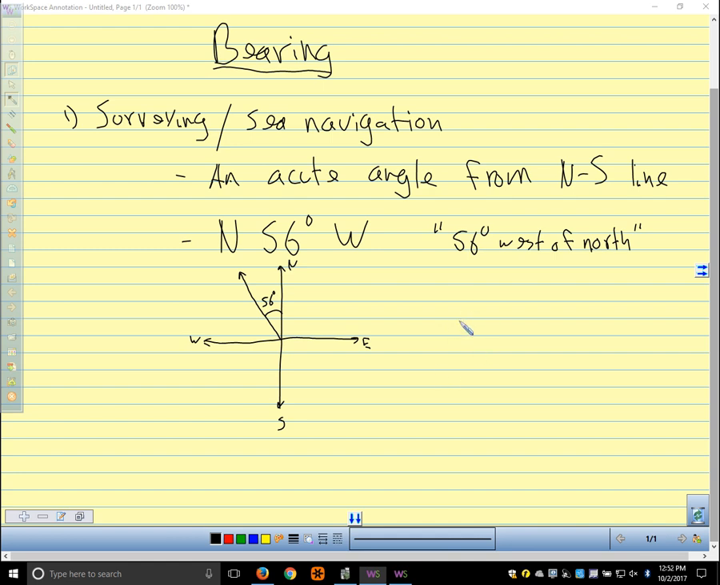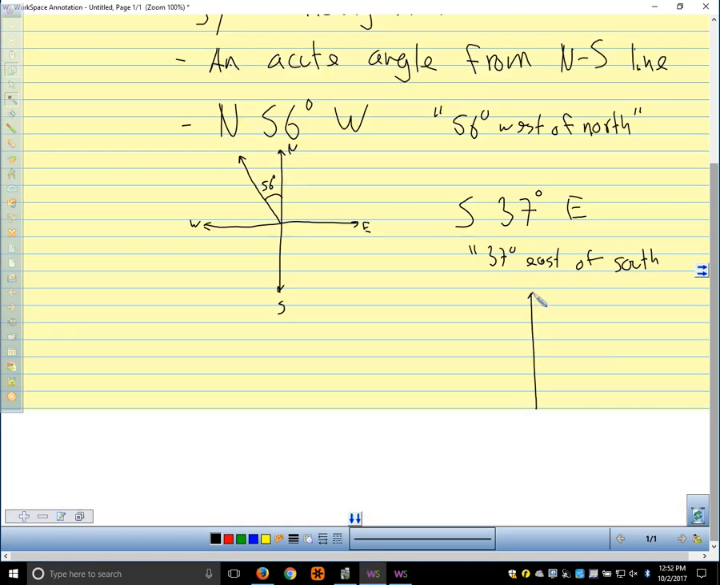If we had an angle of south 37 degrees east, I think 37 degrees east of south. So if we drew our little compass, 37 degrees east of south would be here. So that's the angle that this bearing would talk about.